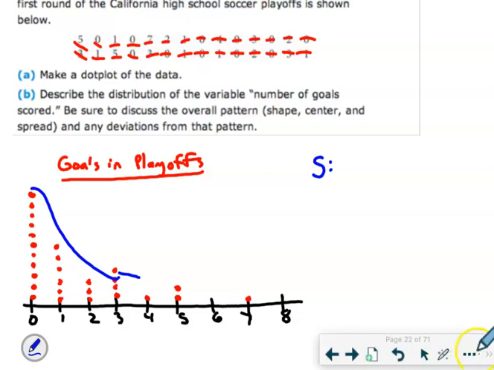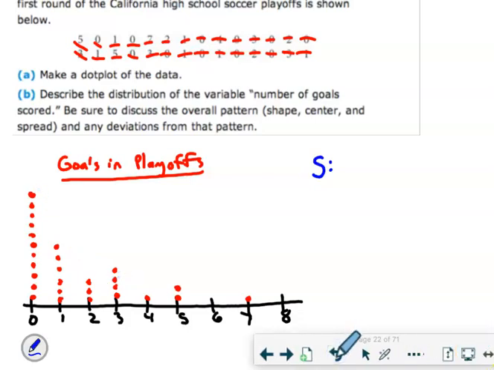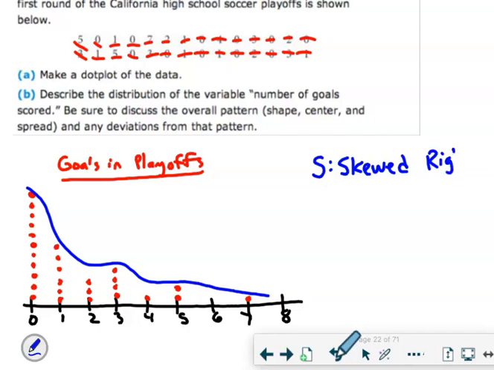Oops, I messed up a little bit on that part. Okay, let's try that again. So if you kind of smooth it out, you see that we have this skew. Okay, the question is if it's right or left. This one is right because the tail is to the right.